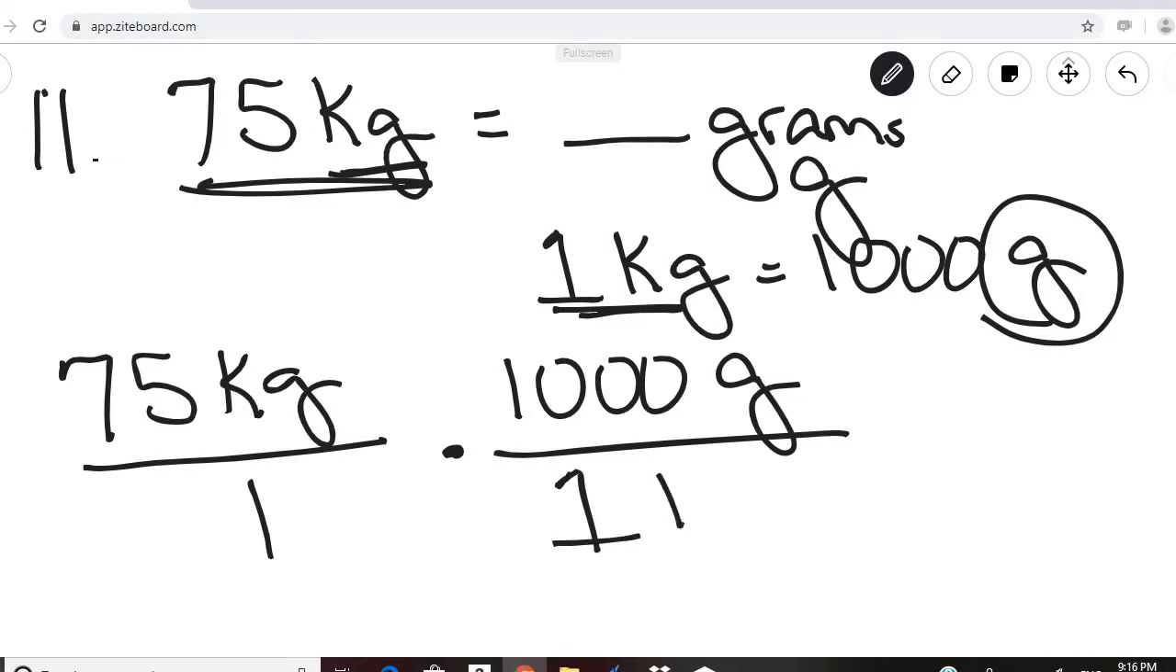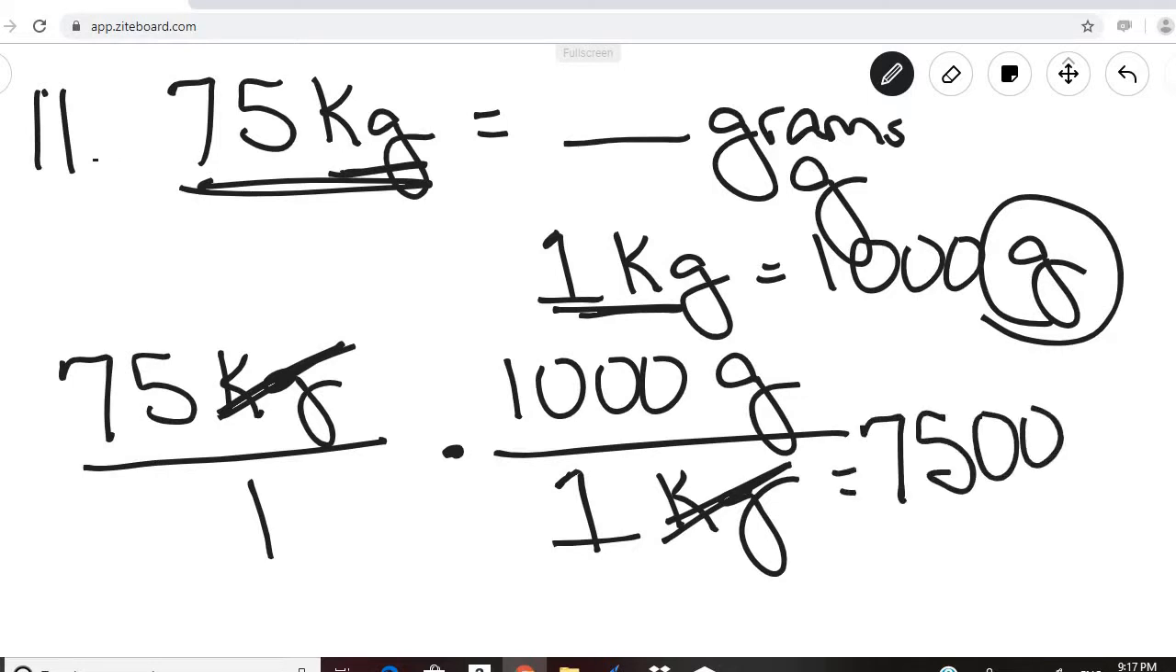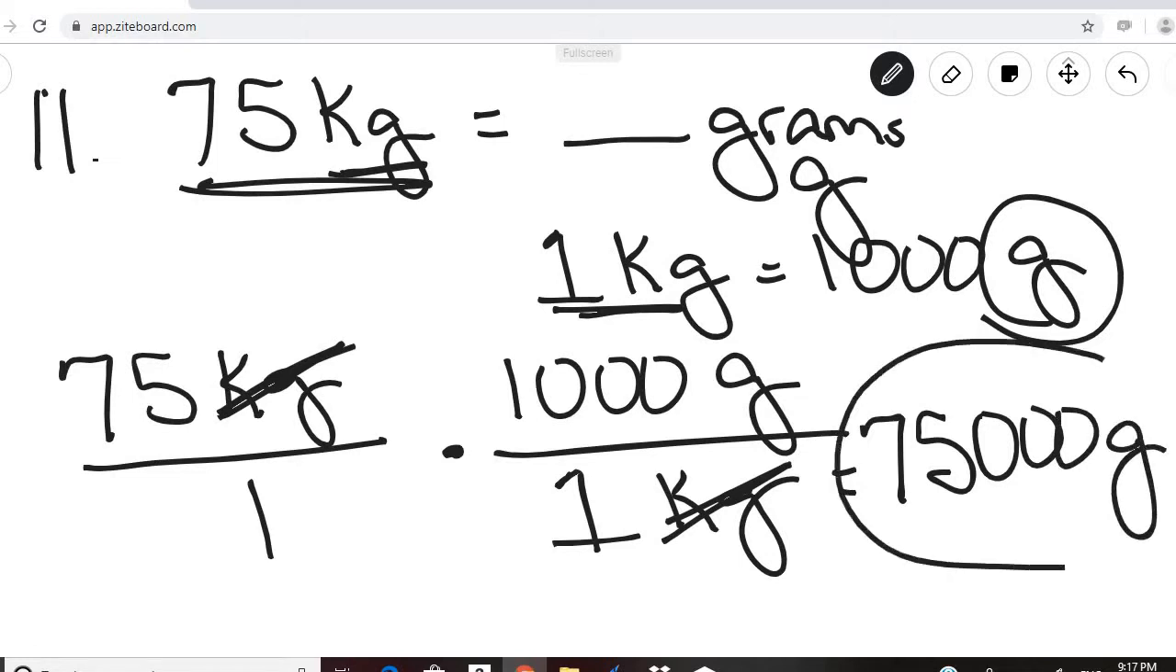So the 1 kilogram goes on the bottom, and then the kilograms will cancel, and then you just do the multiplication across the top. So 75 times 1,000 is equal to 75,000 grams. So that's the answer for number 11, 75,000 grams.